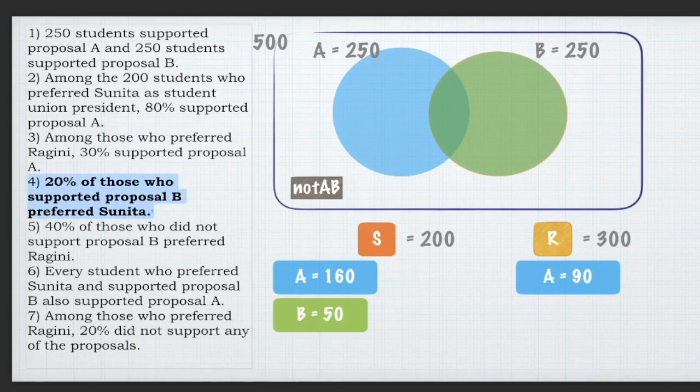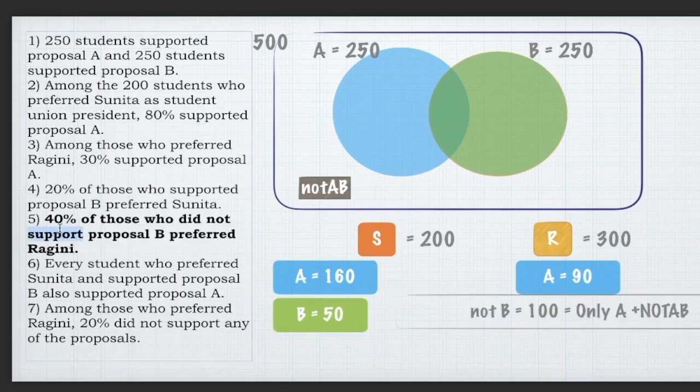It said 20% of those who supported proposal B. Proposal B is supported by 250 people, 20%, 1 by 5 of that is 50. They supported or preferred Sunita. So out of the Sunita supporters, there are 50 people who support proposal B. And once again, this B might be made up of only B as well as A and B territory. Moving on. So this was slightly complicated, just you have to read it carefully a couple of times maybe and work out the logic in your head.